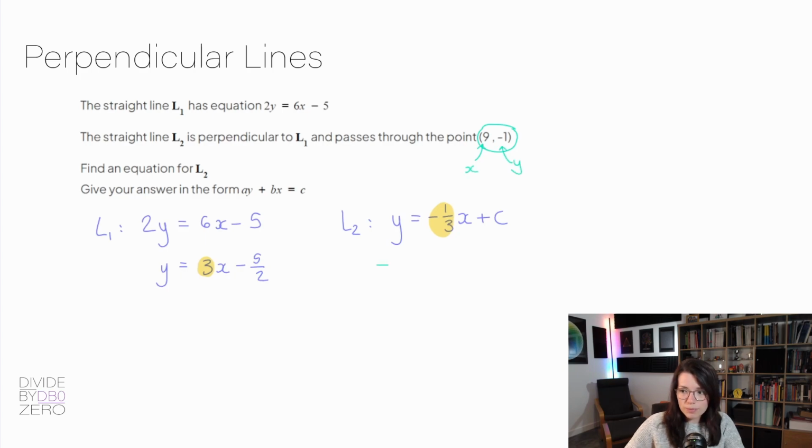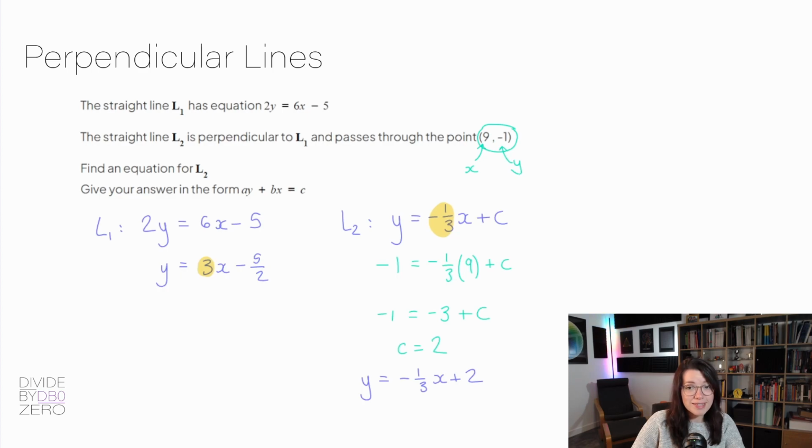So if we go ahead and pop those in, -1 equals -1/3 times 9 plus c, -1 equals -3 plus c, means c will be equal to 2. So overall, the equation for L2 is y equals -1/3 x plus 2.